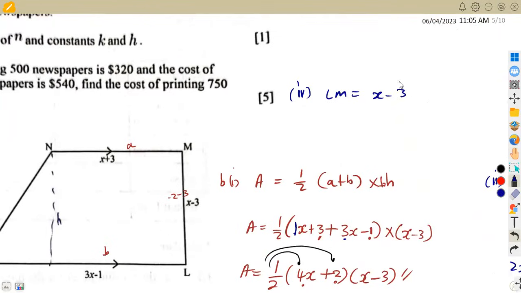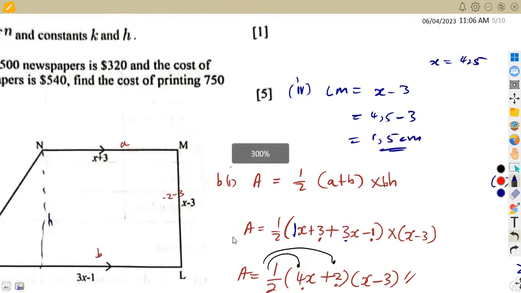So that's x minus 3. And our x being 4.5. So that means this is going to be 4.5 minus 3. That's 1.5 centimeters. All right. So that was going to be the length of LM in this case.